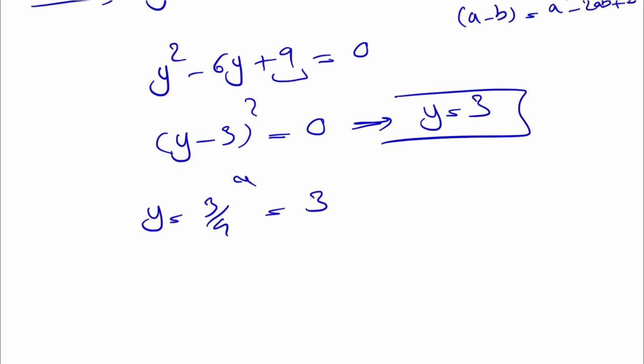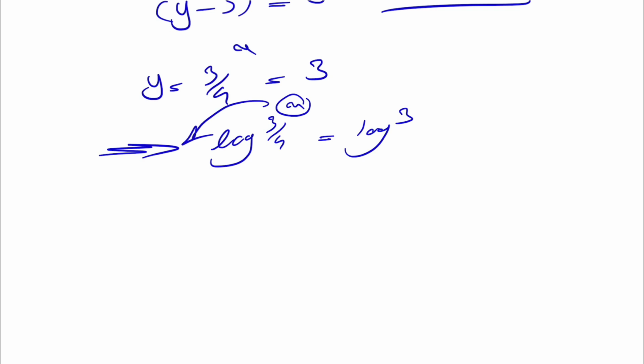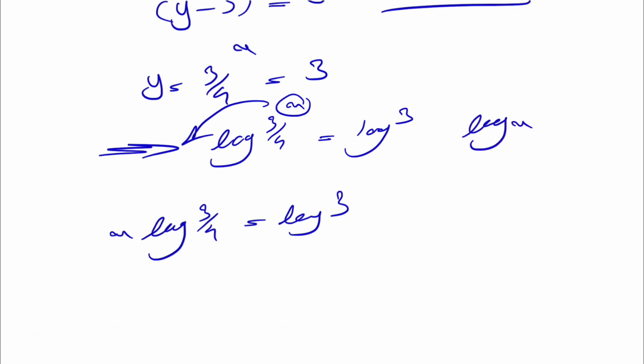And now we need to solve this. If we take the logarithm on each side, we'll have log of (3/4)^x is equal to log of 3. The x is going to go in front of the log. From the laws of the logarithm, we know that. So we'll have x log of 3/4 is equal to log of 3. Again, when we have log of x^n, this will be n log of x.